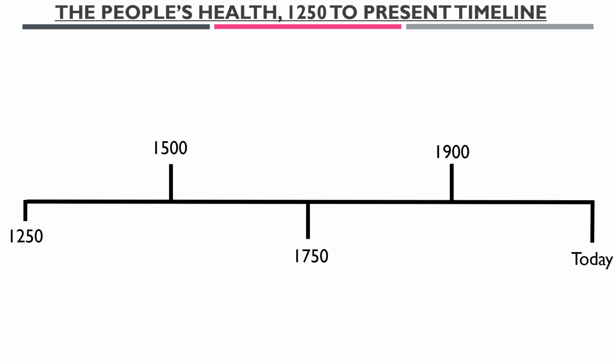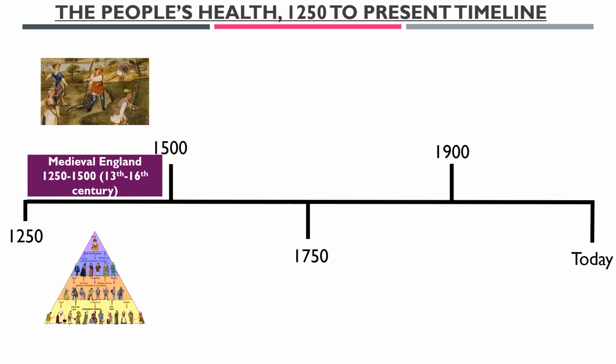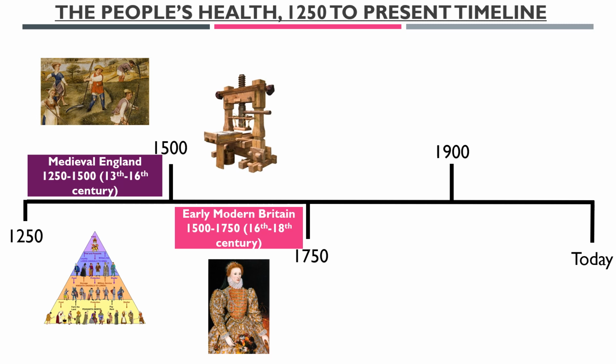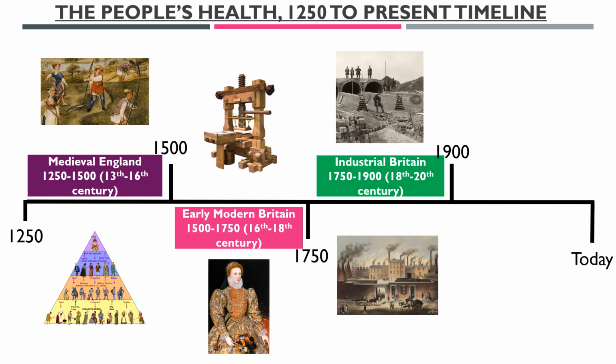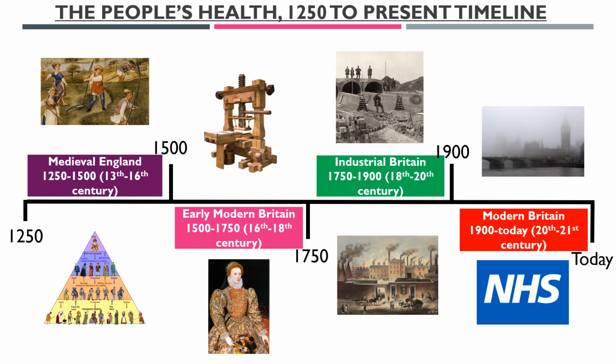So just a quick recap on the overall timeline for people's health, which has been in all the other videos as well. We have medieval Britain, which is 1250 to 1500, the 13th to the 16th century. We have early modern Britain, 1500 to 1750, which is the 16th to the 18th century. We have industrial Britain, which is 1750 to 1900, and that is the 18th to the 20th century. And finally, we have the time period that this video will be focused on, which is modern day, which is 1900 to today, and that is the 20th and the 21st century.